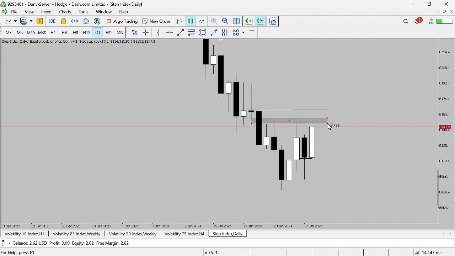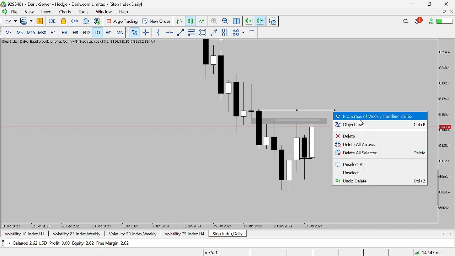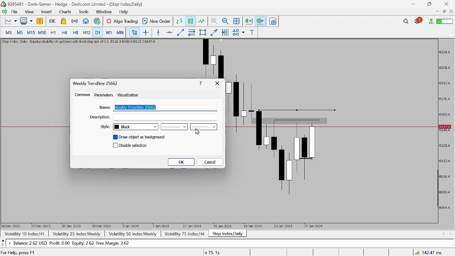See that daily fair value gap. And then this line here that you see is the previous week candle high, which forms the low of the weekly fair value gap as well. So let me make it a little bit bigger.